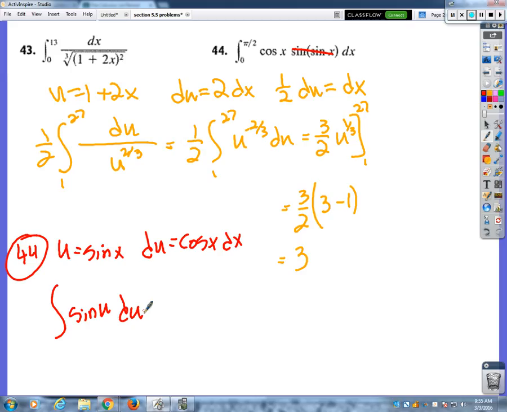And then we plug in pi over 2, and now we know the sine of pi over 2 is 1. And the sine of 0 is 0. Antiderivative of sine is negative cosine. So whatever you're thinking, just think the opposite and then do that.